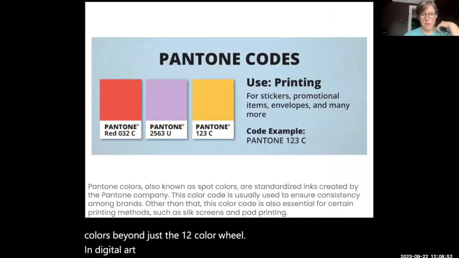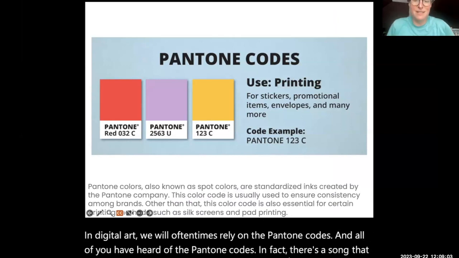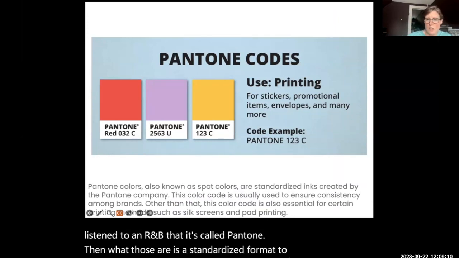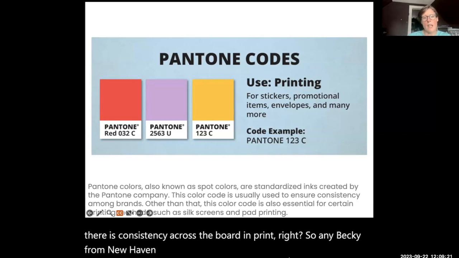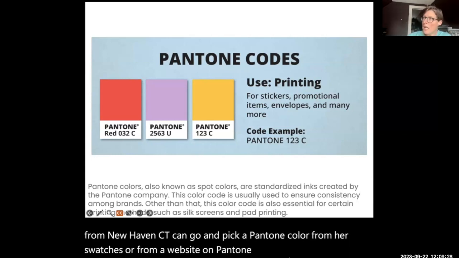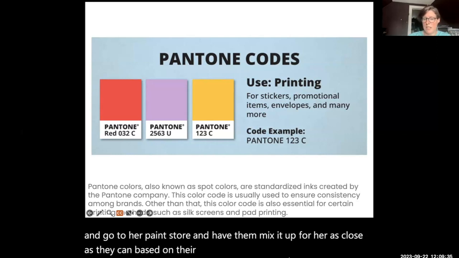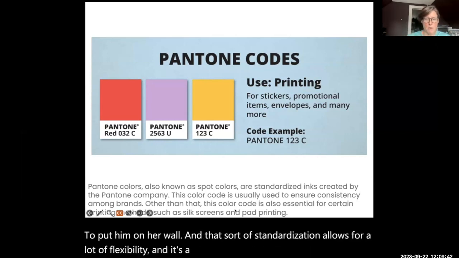In digital art, we will oftentimes rely on the Pantone codes, and all of you have heard of the Pantone codes. In fact, there's a song that I listen to in R&B called Pantone. What those are is a standardized format to code colors so that there is consistency across the board in print. So Becky from New Haven, Connecticut, can pick a Pantone color from her swatches or from a website, pick it because she likes it, and go to her paint store and have them mix it up for her as close as they can based on their settings to put on her wall. That sort of standardization allows for a lot of flexibility, and it's a fairly simple code.